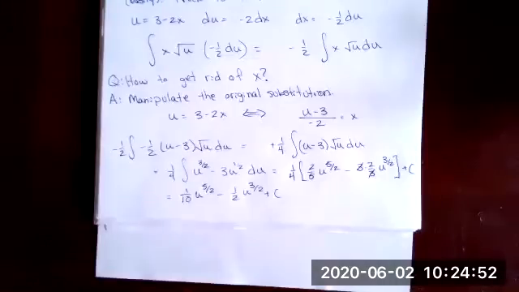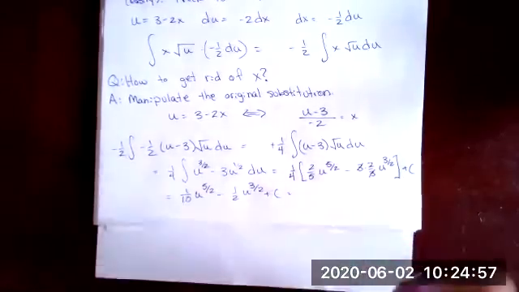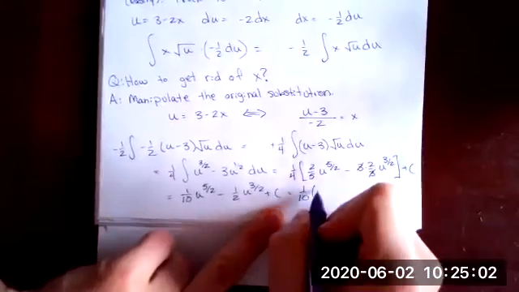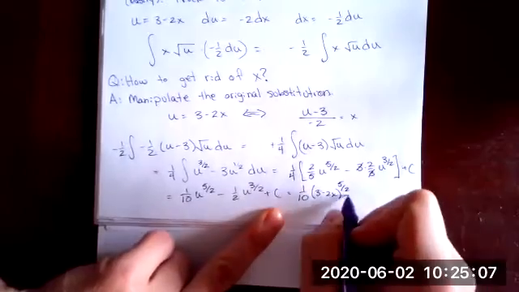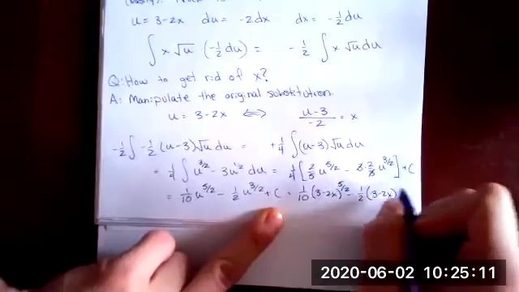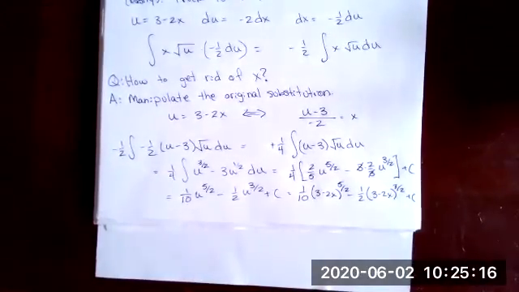And then our last step is just to make the substitution. So I am running out a little bit of paper here, but I think we'll be able to fit it in. So we've got 1/10 of my u, which is now 3 minus 2x to the 5/2, minus 1/2 of 3 minus 2x to the 3/2, and then plus a c. Any questions on that guy?